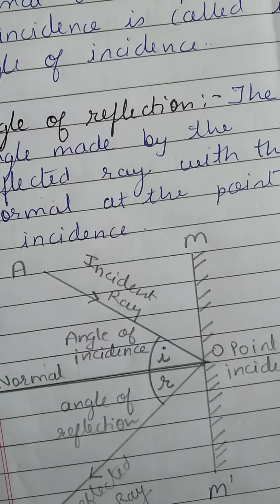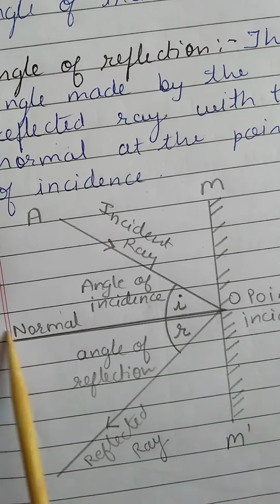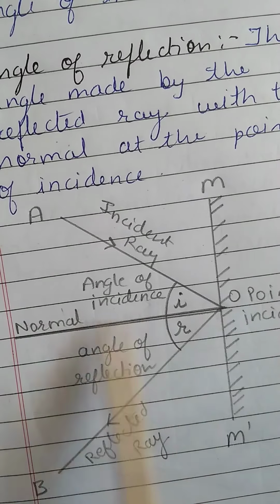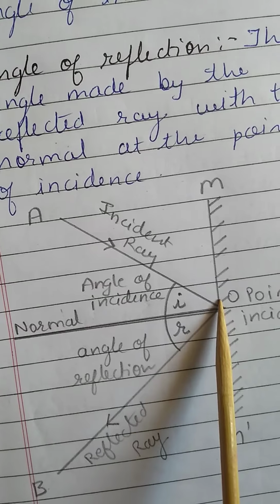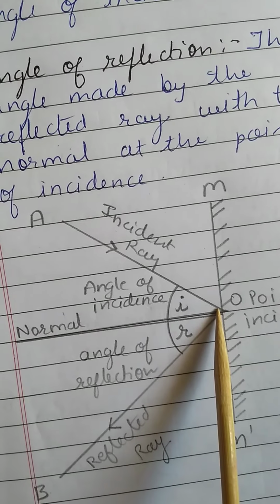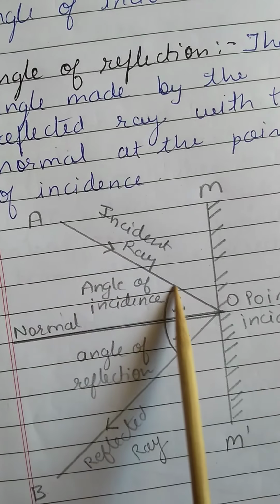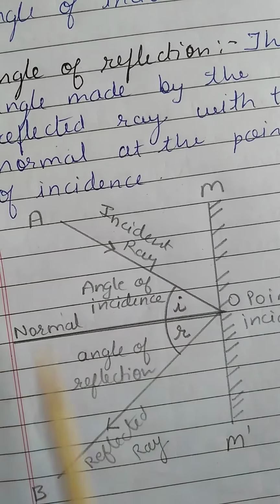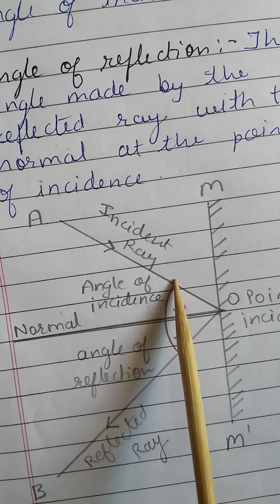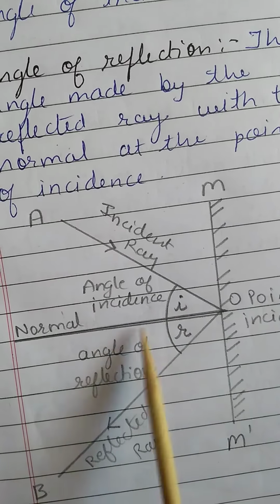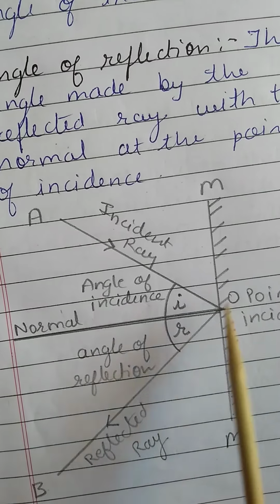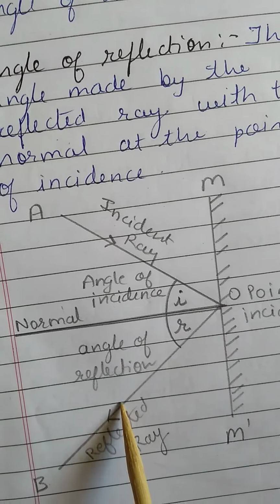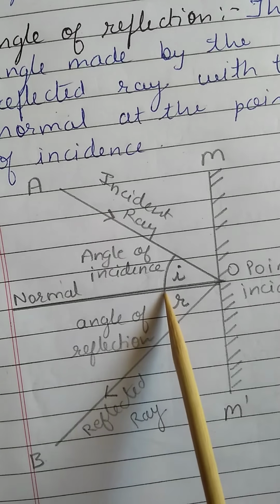So let us understand with the diagram what is normal. This line is called the normal, which forms a right angle with the mirror. Angle of incidence: when the incident ray is touching the mirror at this point, it forms an angle with the normal. This is angle of incidence I, and after touching the point O on the mirror, it is reflected back. The OB ray is reflected back, so that is the angle of reflection.